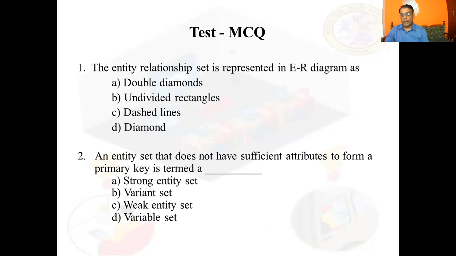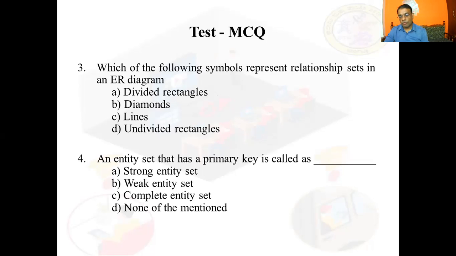Now some questions related to the topics that we have discussed so far. The first question: an entity relationship set is represented in an ER diagram as double diamond, undivided rectangles, dashed lines, or diamond. How are we representing the relationship type? Using diamond. Second question: an entity set that does not have sufficient attributes to form a primary key is termed as weak entity. If an entity does not have a primary key or key attribute, it is called a weak entity, and a weak entity is identified using partial key.